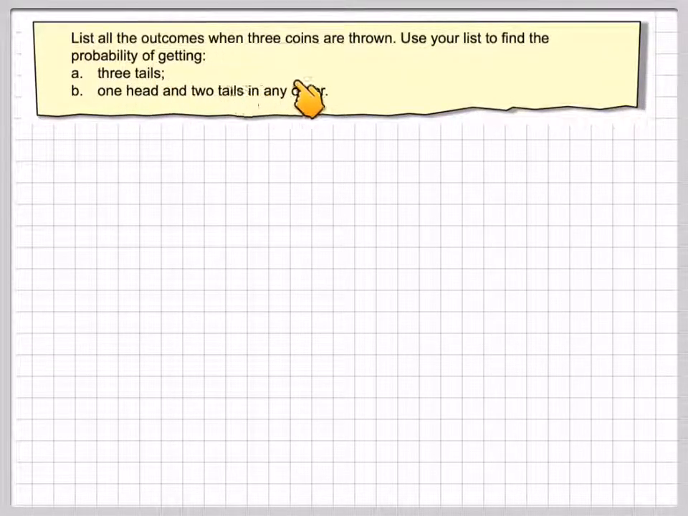List all the outcomes when 3 coins are thrown. Use your list to find the probability of getting A, 3 tails, B, 1 head and 2 tails in any order.